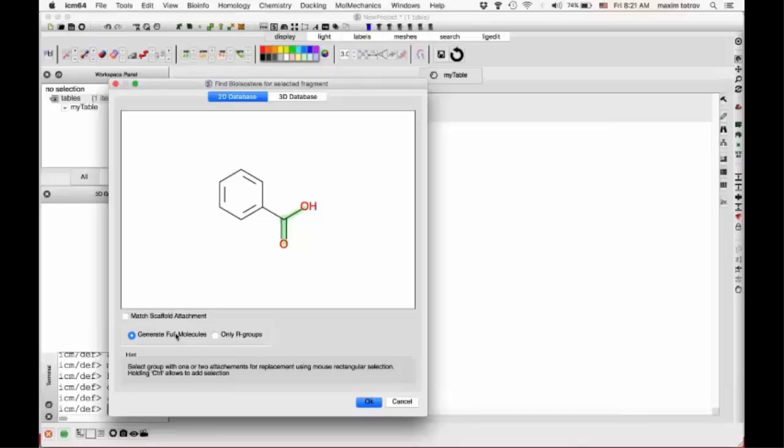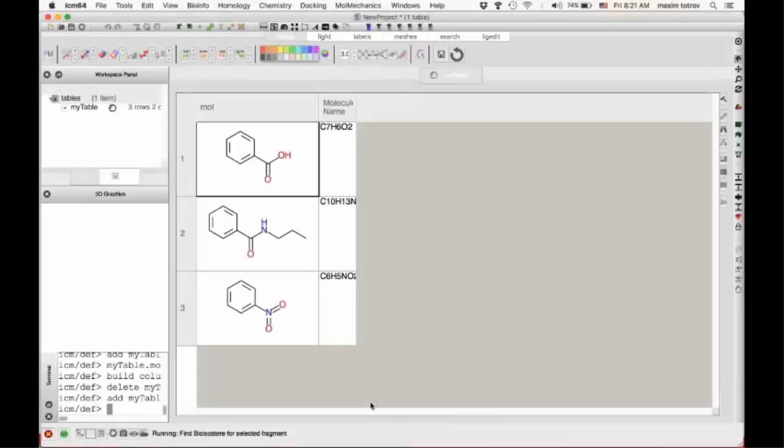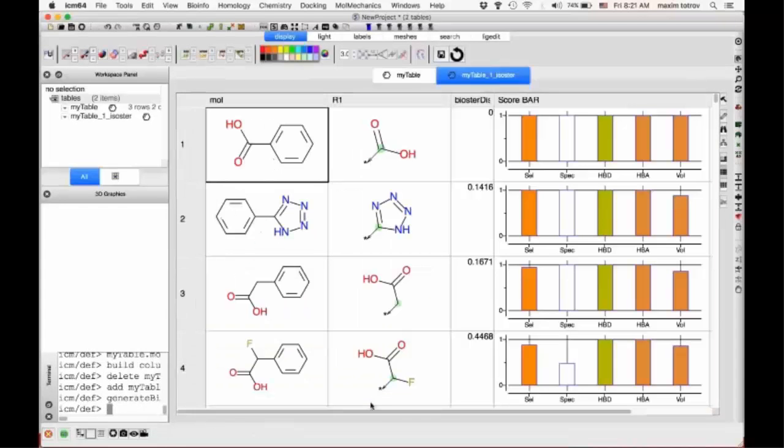It can either build full molecules or just show the list of groups, and it can also enforce the type of attachment atom. So in this case, if I were to check this, then if there are some carboxylates attached to something else, which is not very common, they would be filtered out. So this is the hit list.